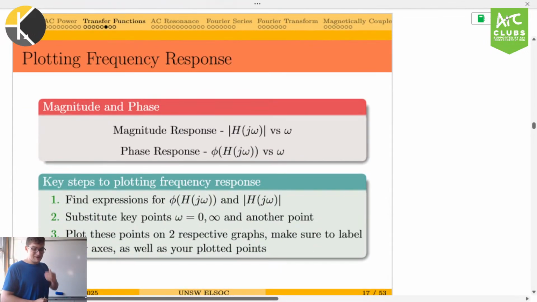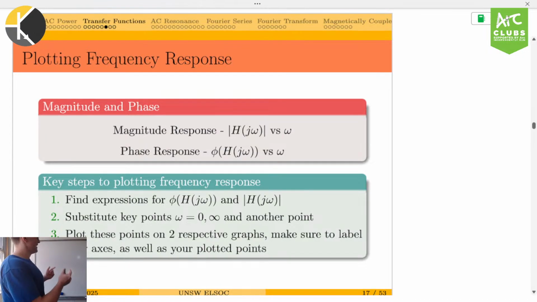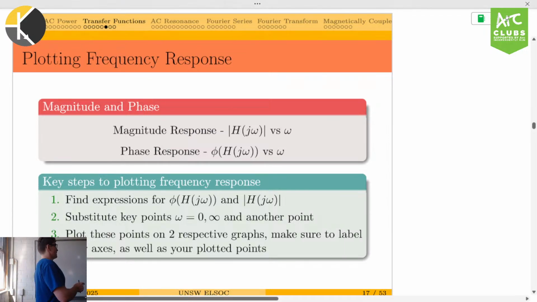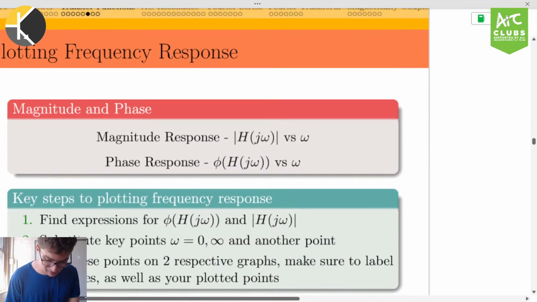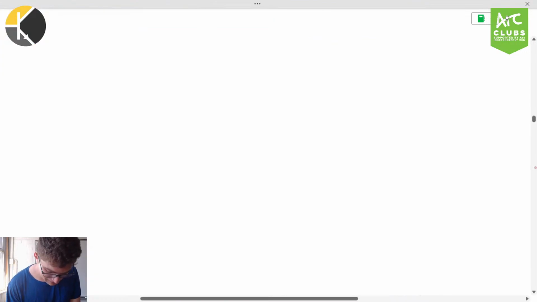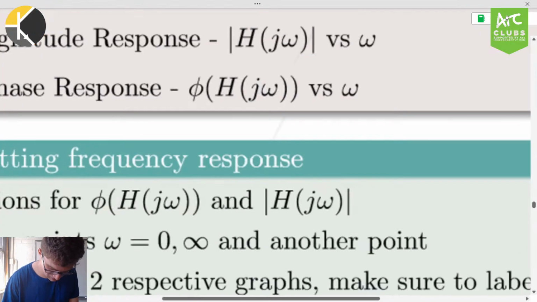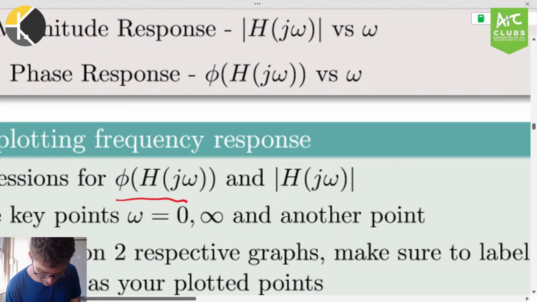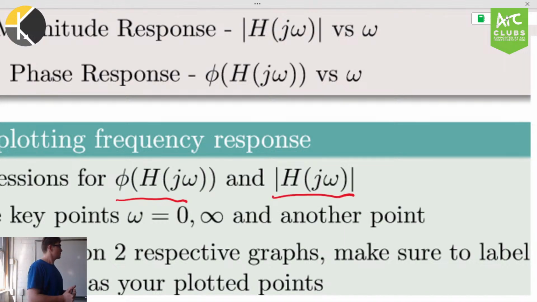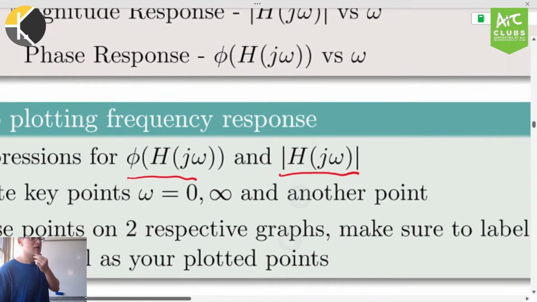Okay, plotting frequency response. I never really liked this topic, but we have to do it. It's in our course. Here are your steps. If you have H of j omega, you find phase of H of j omega, and the magnitude of H of j omega. Everyone knows what that is? I'll just assume everyone does.